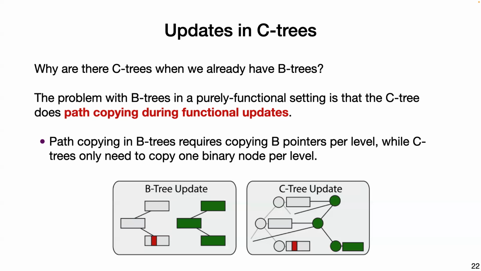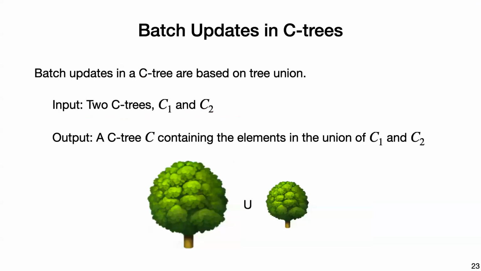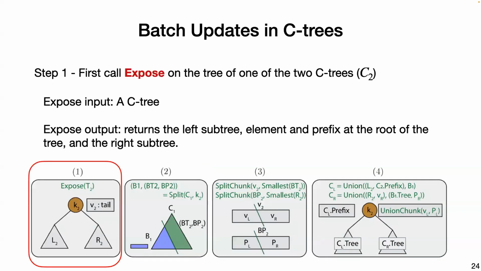Okay, so that is path copying. And I said that they have special algorithms to do batch updates. Batch updates in a C tree are based on tree union, which is you take two C trees, C sub 1 and C sub 2, and then you output a third C tree, C, containing all the elements in the union of your two initial C trees. This is tree union. They have 4 steps, but we'll go through them.